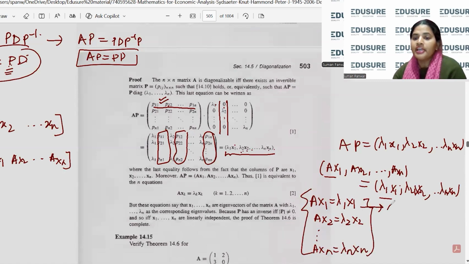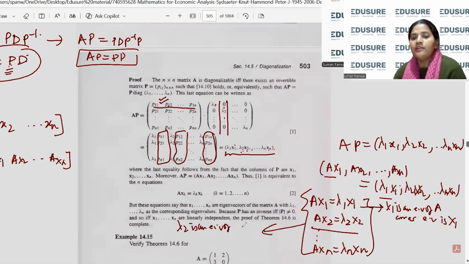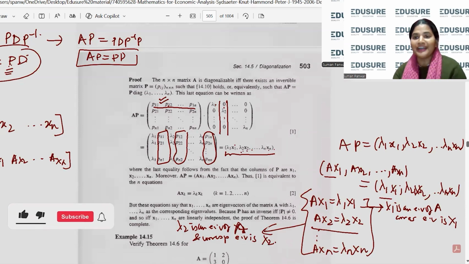What is the meaning of the first equation? It means that lambda 1 is an eigenvalue of A and the corresponding eigenvector is x1. Similarly, AX2 is equal to lambda 2 x2 means lambda 2 is an eigenvalue of A and the corresponding eigenvector is x2. So how are we getting diagonalization of a matrix? We first find out the eigenvalues, and then we find out the vectors corresponding to them, the eigenvectors. Now, P will be formed by these vectors only. The first column of P will be the first eigenvector, the second column will be the second eigenvector, the third column will be the third eigenvector and so on. That is how we are going to get P.